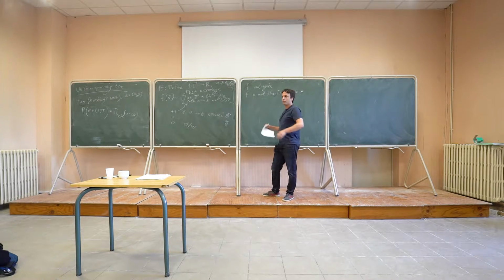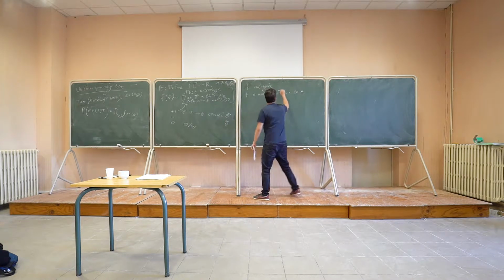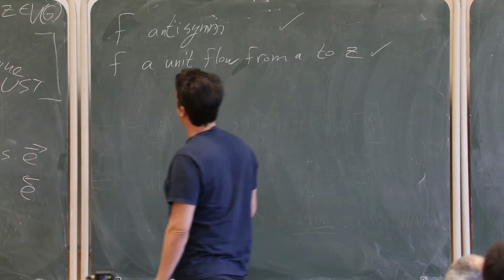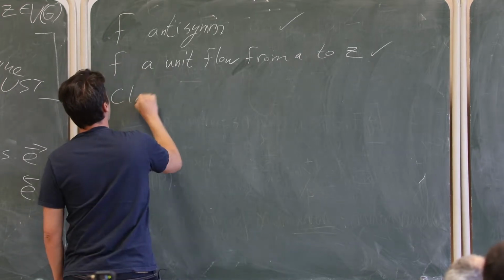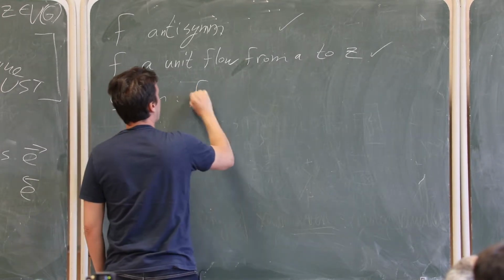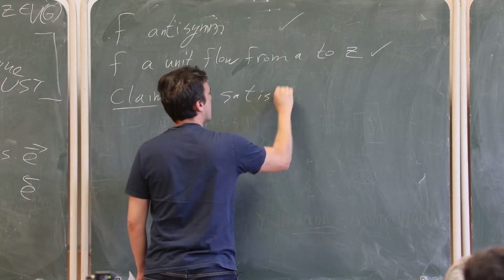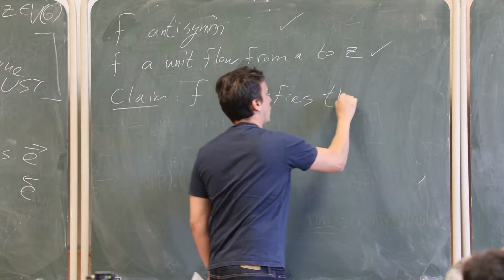So these are obvious things. But now I claim that in fact this is an electric flow. This path. So this is clear. And now the claim is that f satisfies the cycle law.